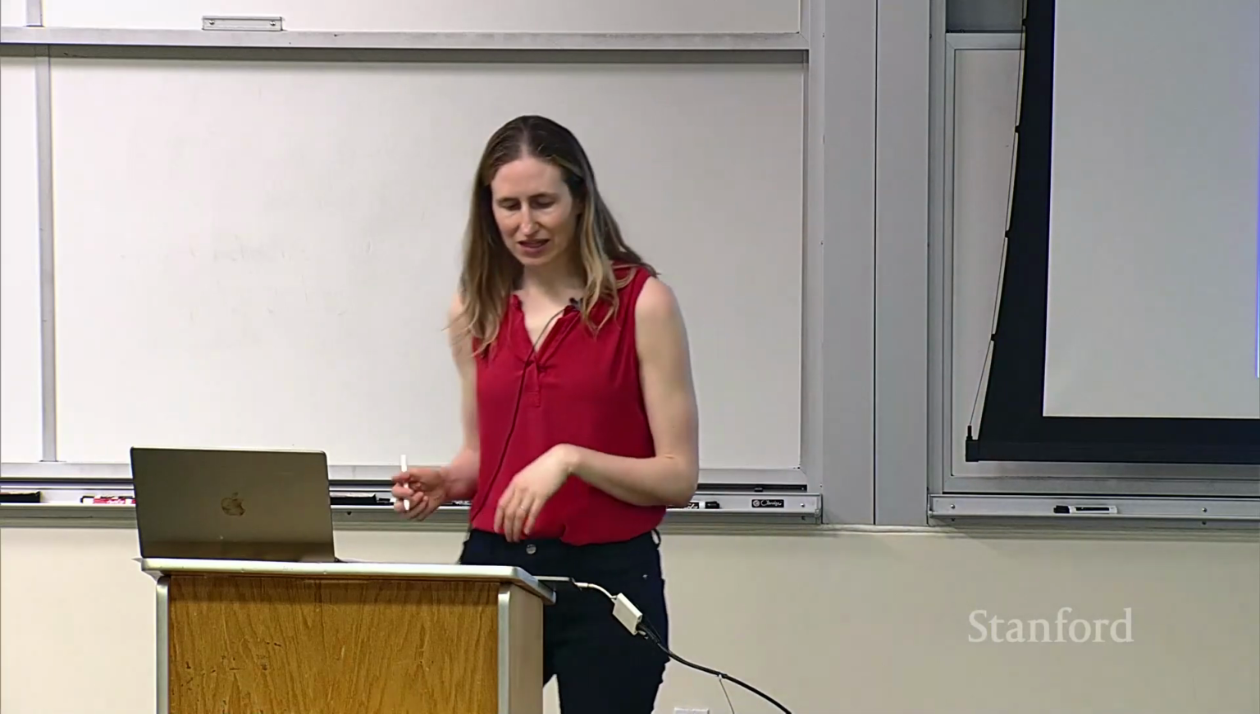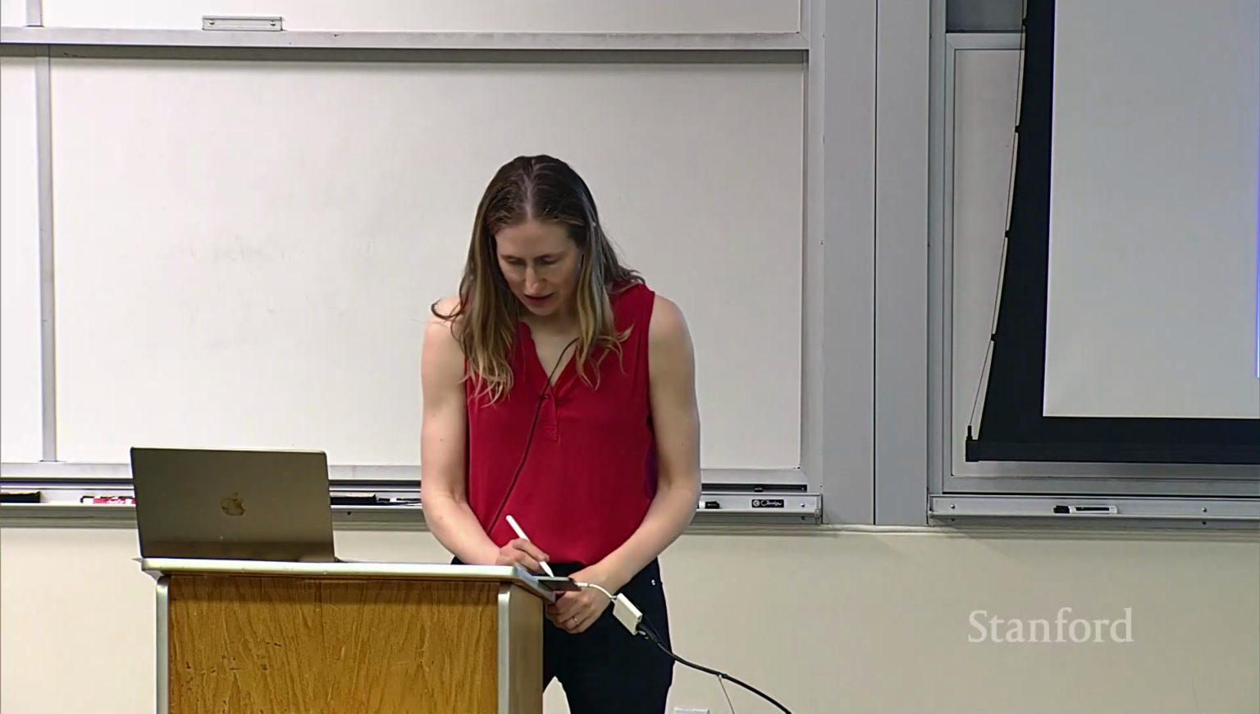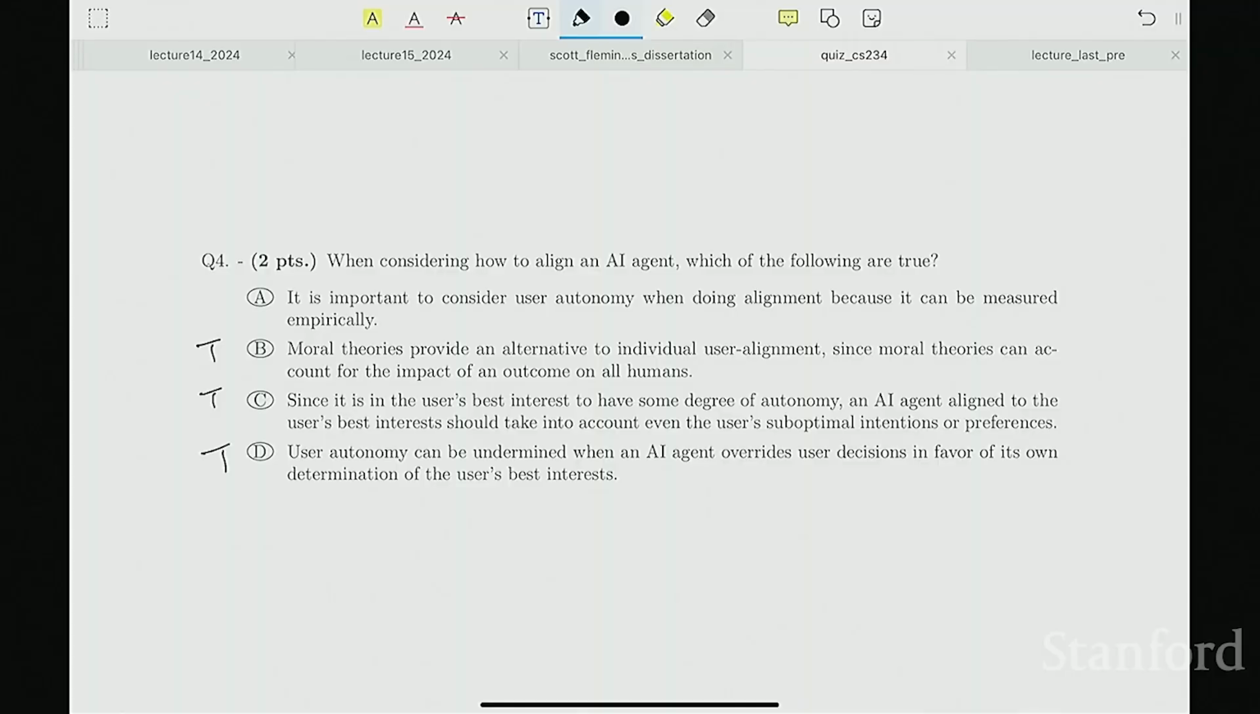And the last one is also true because you could think of this as a form of paternalism. So if the agent decides, well, it's not really a good idea for you to smoke, and so I'm not going to tell you where you can buy cigarettes, that may or may not be true. Of course, we know that smoking is causally associated with lung cancer. So you could imagine that case, it's not in their best interest, but that would be considered a form of paternalism, and so that would undermine user autonomy.